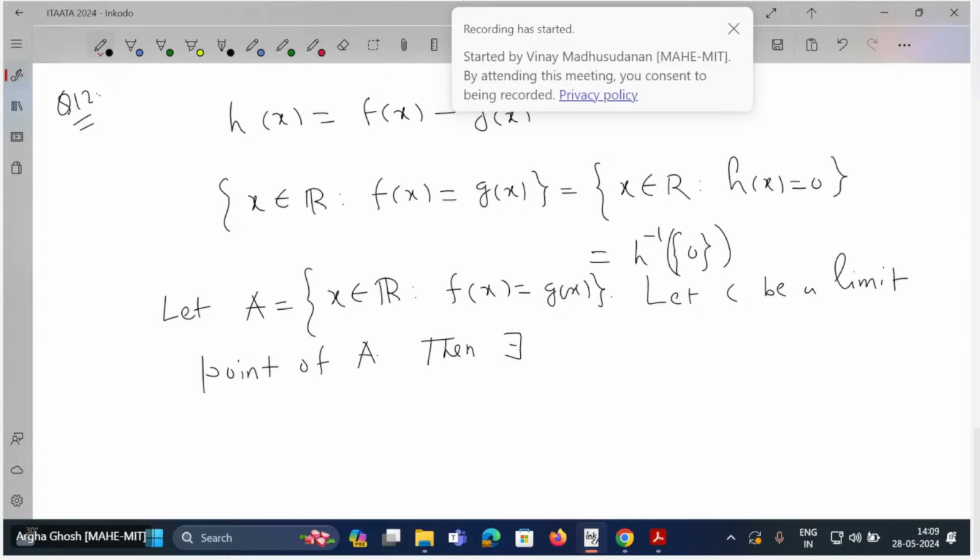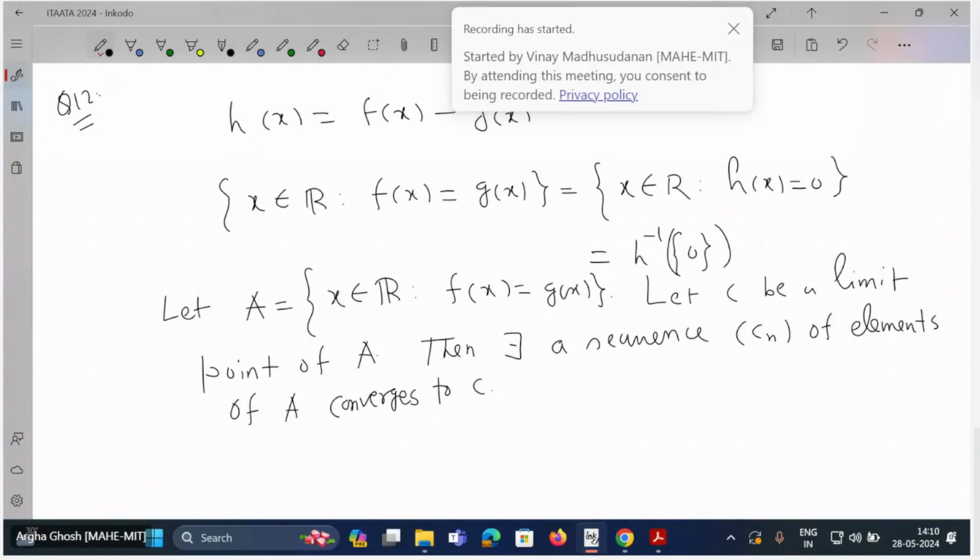So there exists a sequence c_n of elements of A that converges to c. Now what will happen? If we can show that c is in A, then A contains all its limit points, therefore it's a closed set. Okay. Now c_n converges to c.